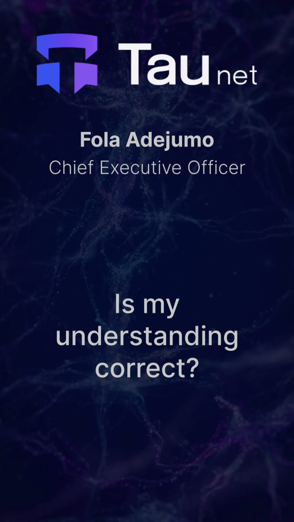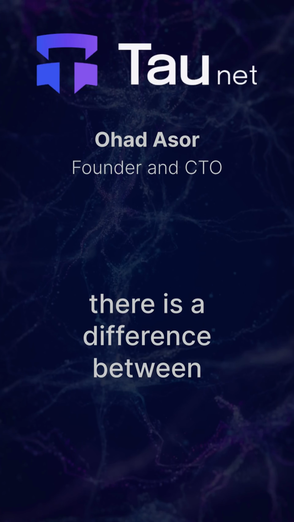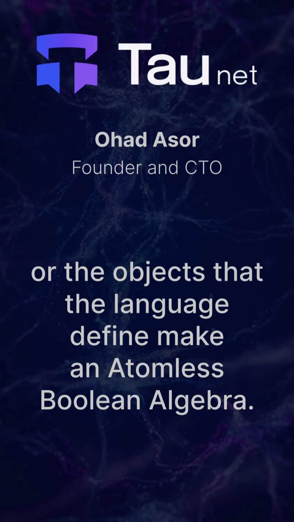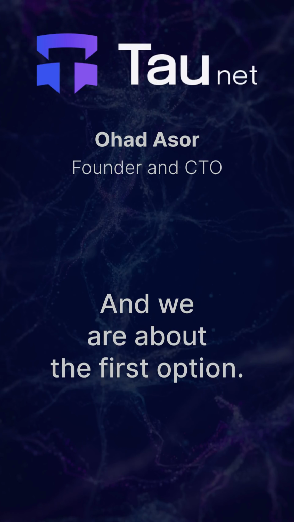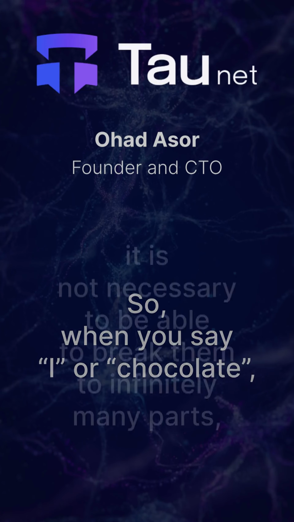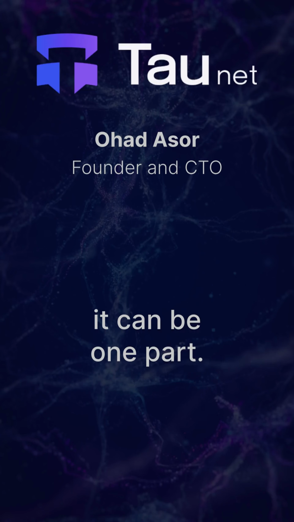Is my understanding correct? Regarding atomless Boolean algebra, there is a difference between whether the language makes an atomless Boolean algebra or the objects that the language defines make an atomless Boolean algebra. And we are talking about the first option. So when you say I or chocolate, it is not necessary to be able to break them into infinitely many parts. They can be one part.